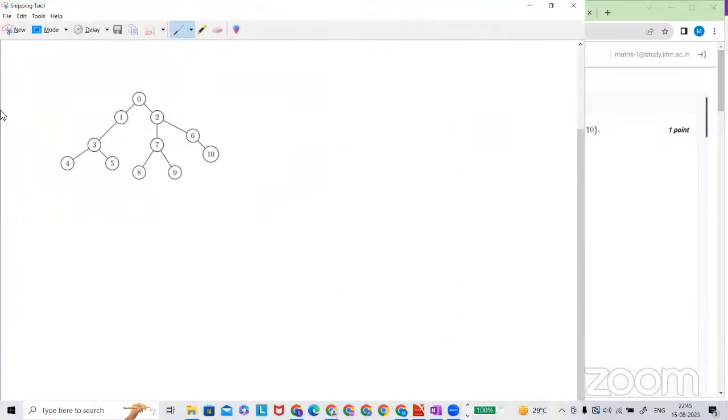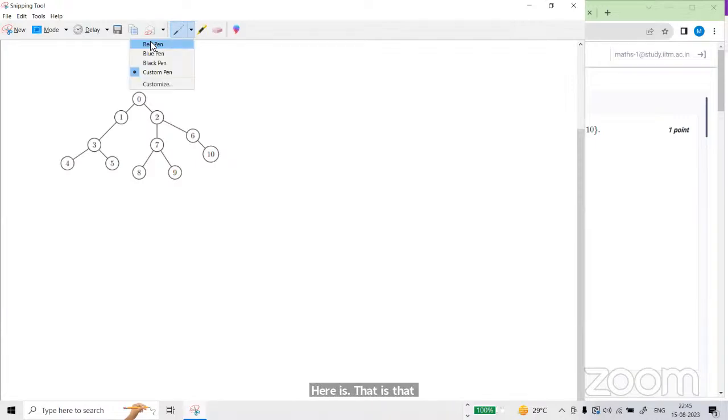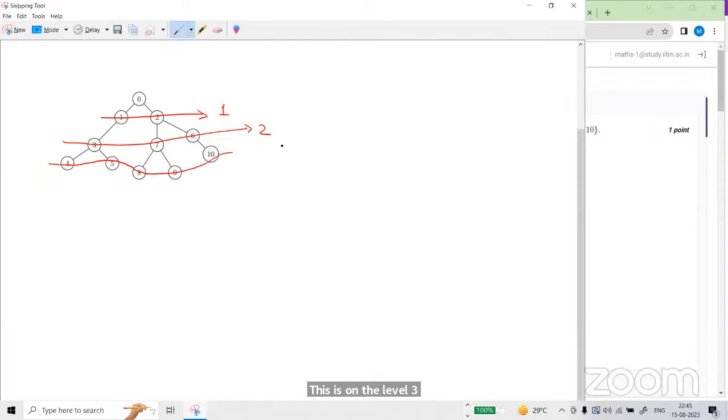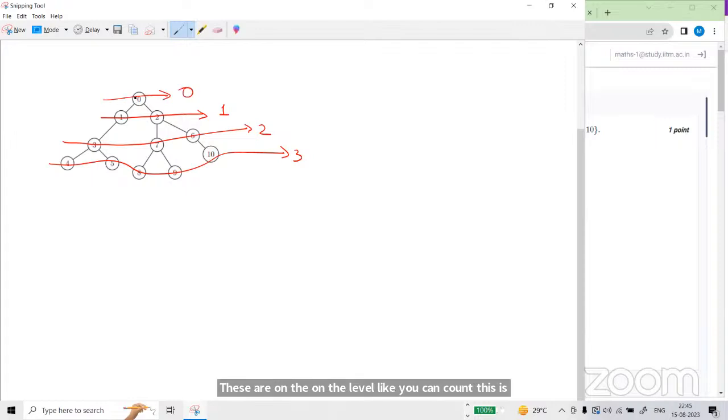So here is where is that? Okay, so this one, you can draw a line. This is level 1. This is on level 2. This is on level 3. These are on level 3. You can count: this is the level of 0, here 0, 1, 2, 3. So these are the vertices which are on level 3.